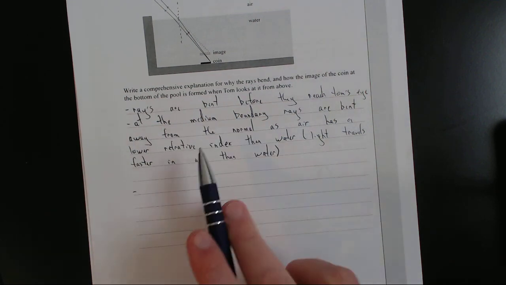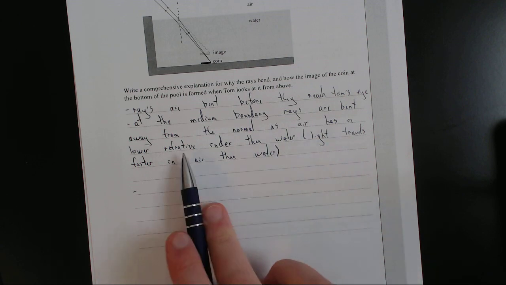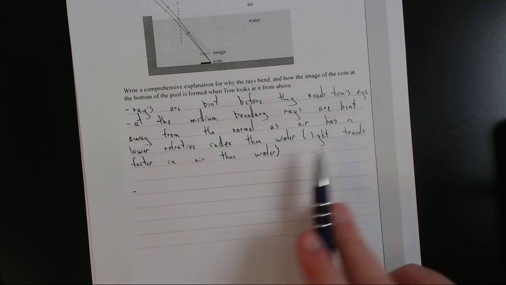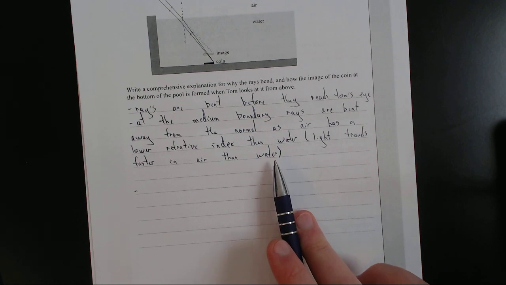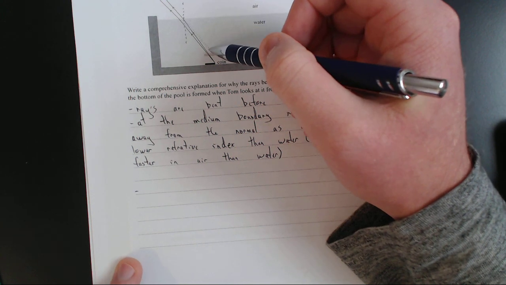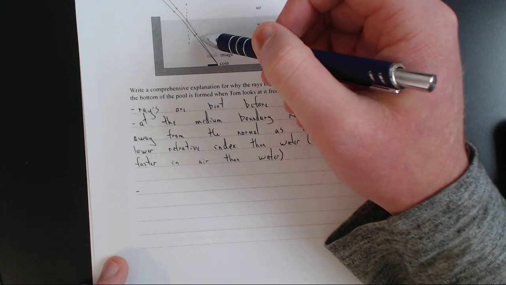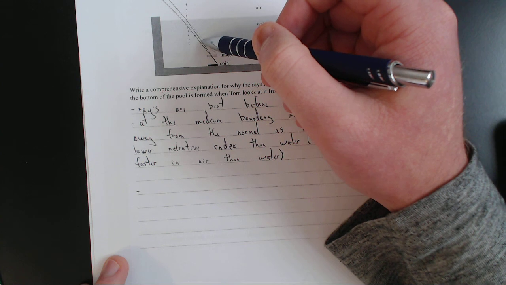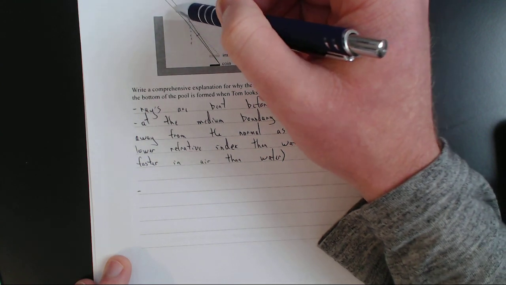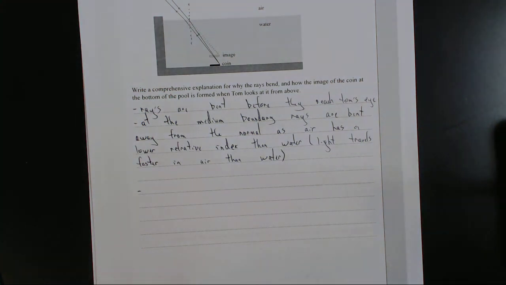So that's why they bend. They bend away from the normal as the light has to go from a higher refractive index to a lower refractive index, and Tom sees the rays. So this is the tricky part. Anyway, so we see the light rays coming from the coin. The photons hit the coin, bounce off. They get out of the water. So Tom sees the rays being straight, but really they're bent. I don't know if that's entirely true. But yeah, I suppose it is.